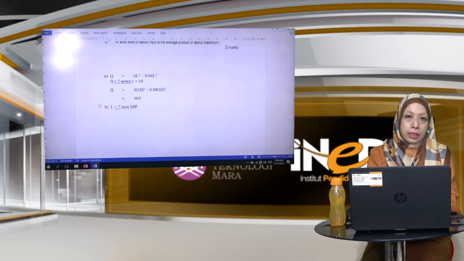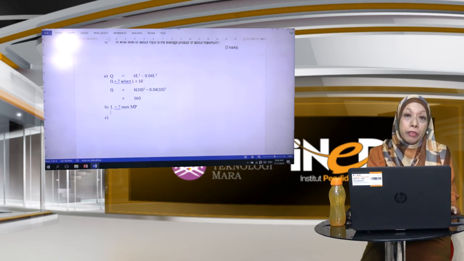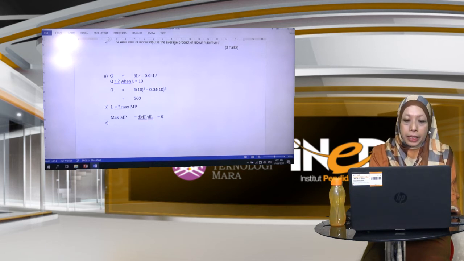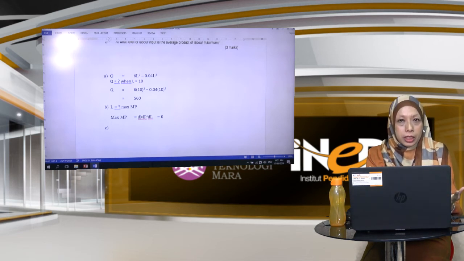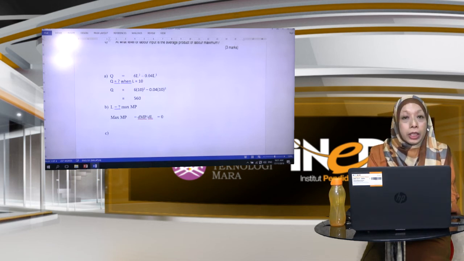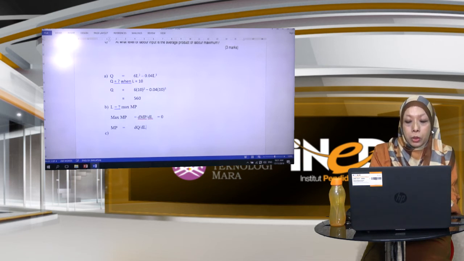For B, you were asked to find L when marginal product is maximized. Similar to what we've done for the previous question, whenever we want to maximize marginal product, you are required to differentiate marginal product and set it equal to 0. But to do that, you need the marginal product function. Marginal product is not given in the question, but you can derive it. How? You have to differentiate the production function with respect to L.